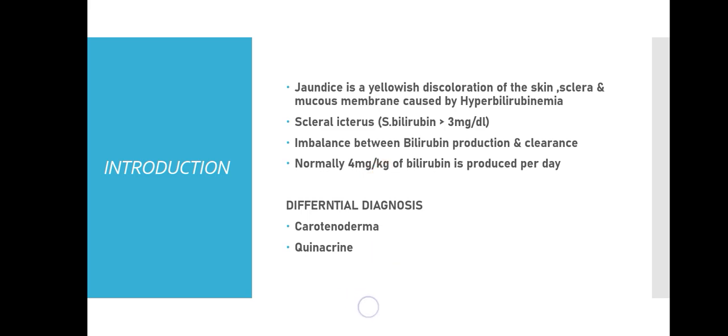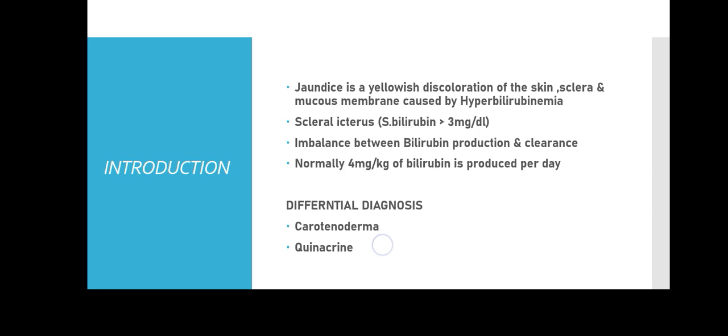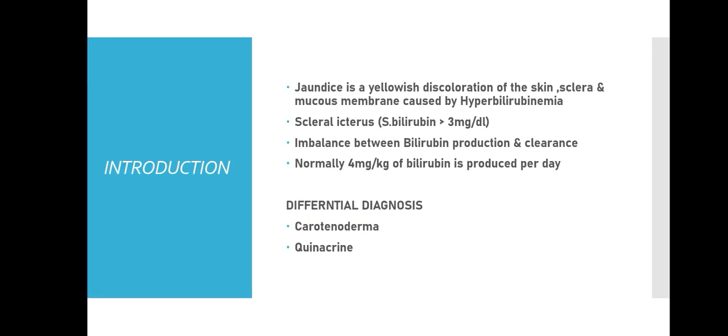Differential diagnosis for yellowish discoloration of skin is keratinoderma, which is due to increased consumption of carotenoid. It can be distinguished by sparing of the sclera in keratinoderma. And quinacrine. So, bilirubin metabolism.